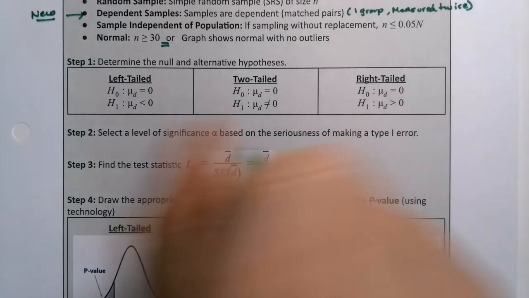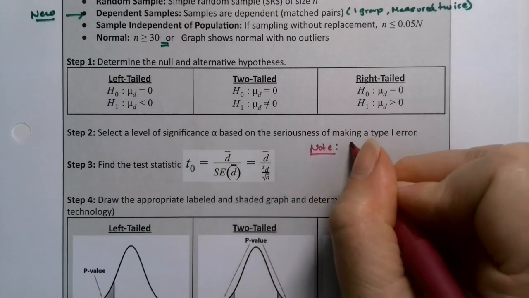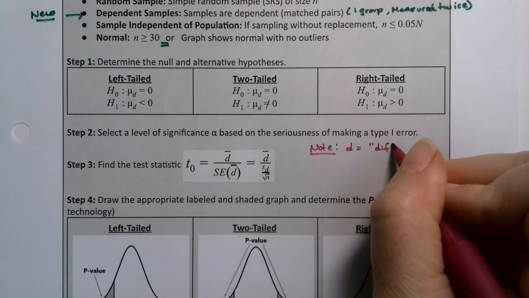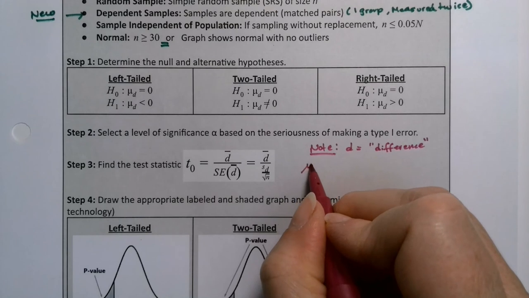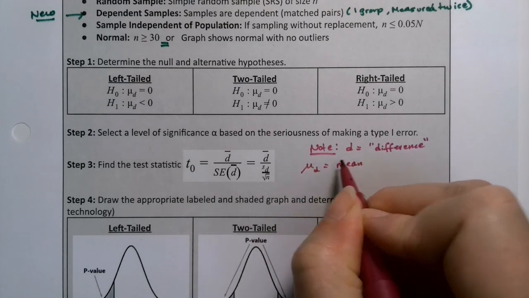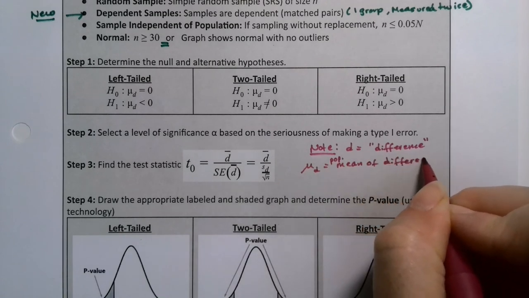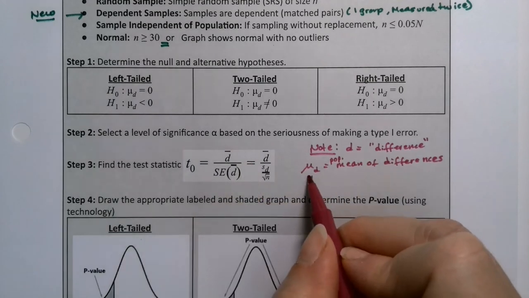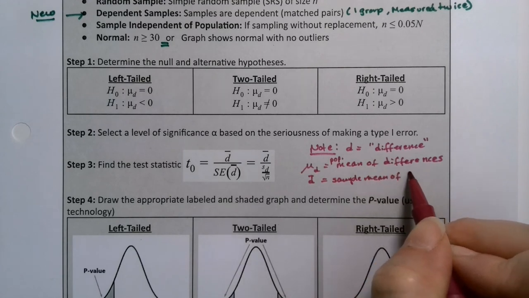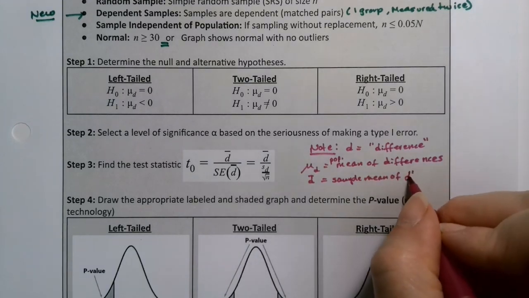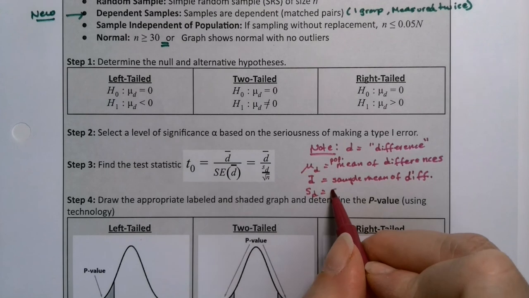So I guess we could make a little note somewhere along the way. I'll write it over here. D stands for difference. And we'll see why that is in a second. So when you see mu D, that's the mean of the differences. It's the population mean, actually, of the differences. D bar is the sample mean of the differences. I'm just going to put quotes for differences. Actually, I'll put DIFF. There we go. And then SD is the standard deviation of the differences.